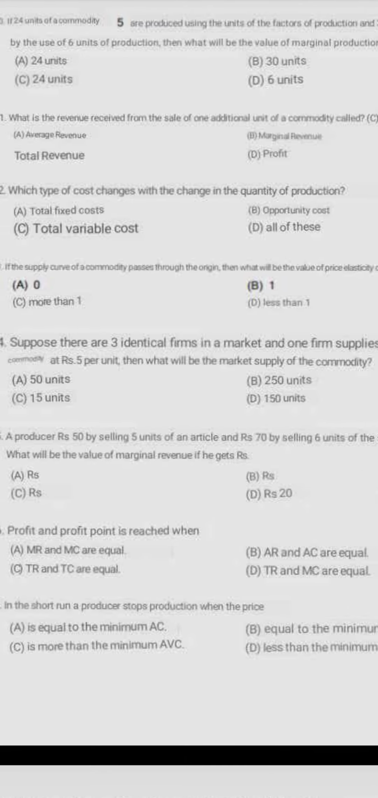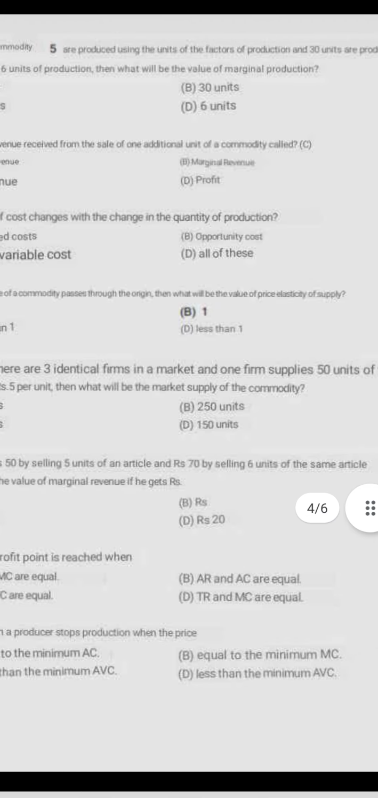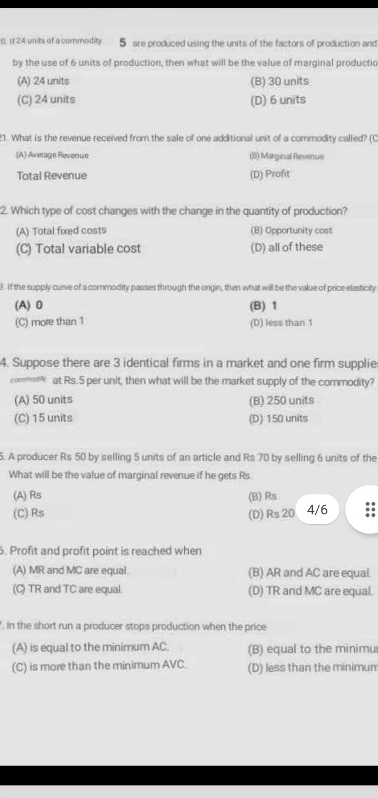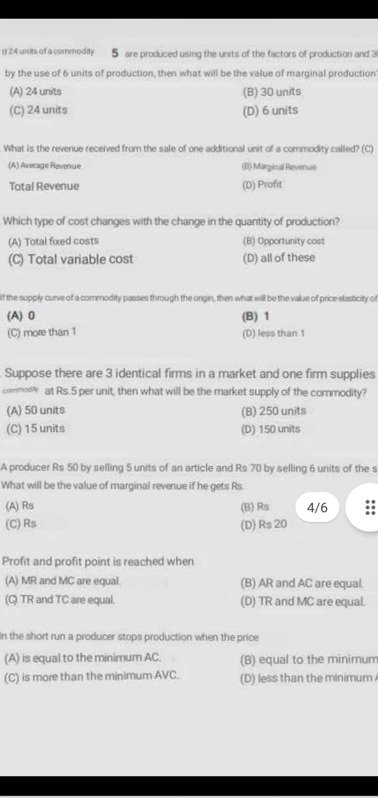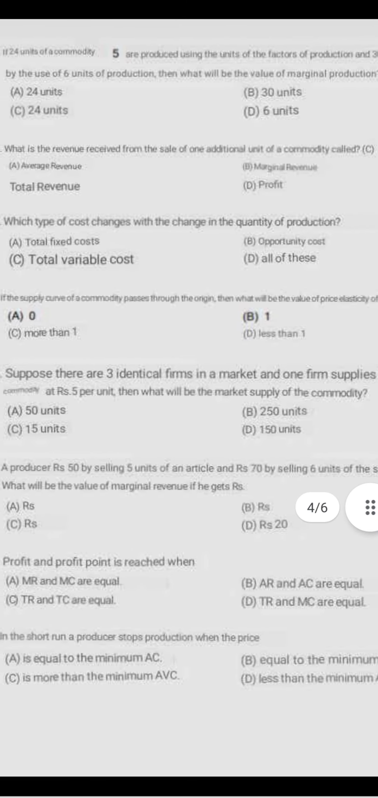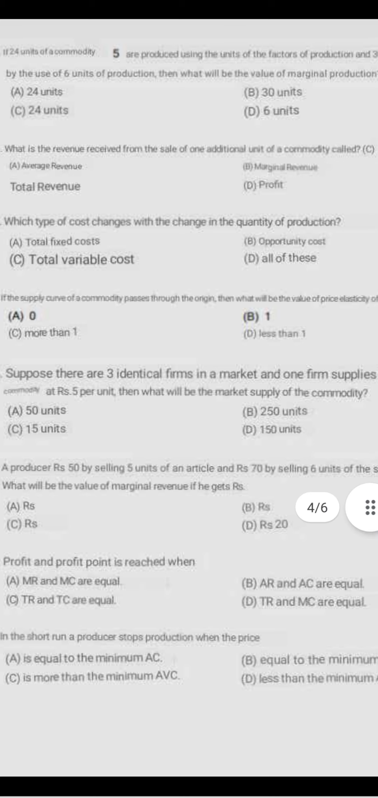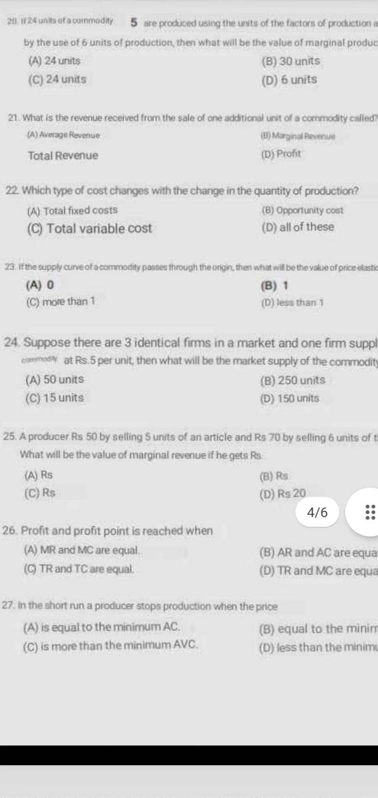24. Suppose there are 3 identical firms in the market and one firm supplies 50 units of the commodity at rupees 5 per unit, then what will be the market supply of the commodity? The supply of the firm is 50 units, and there are total 3 firms, and the price is 5 rupees per unit. Then they supply 150 units. 50 into 3. Correct option is option number 4, 150 units.